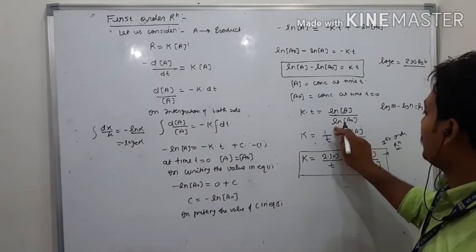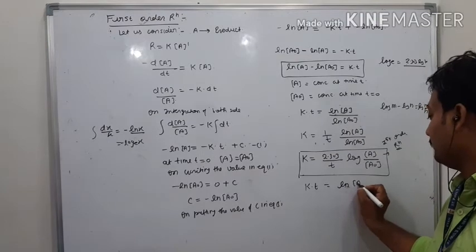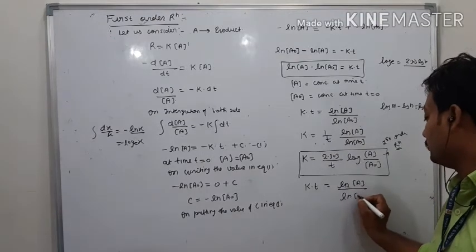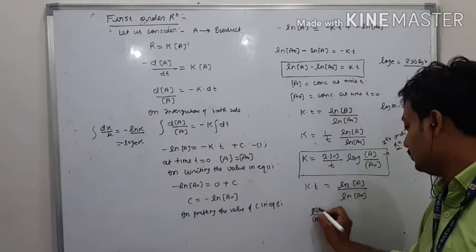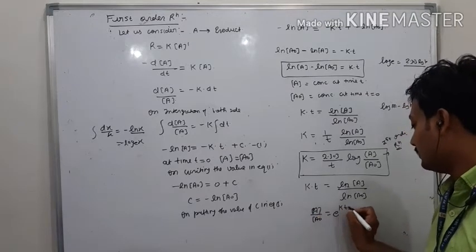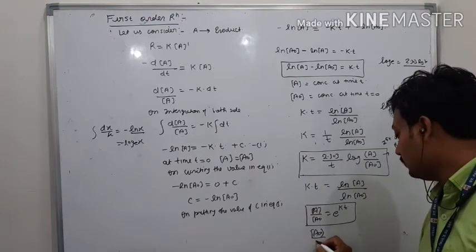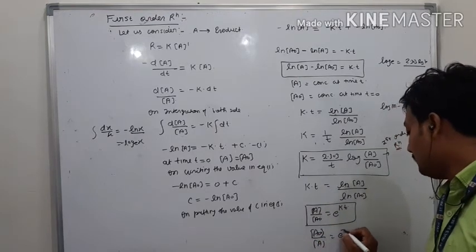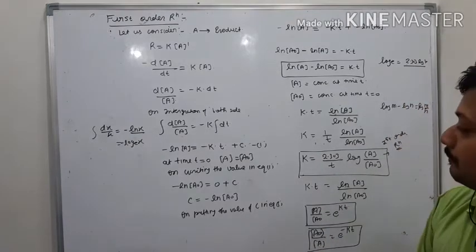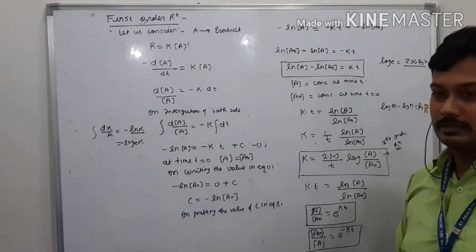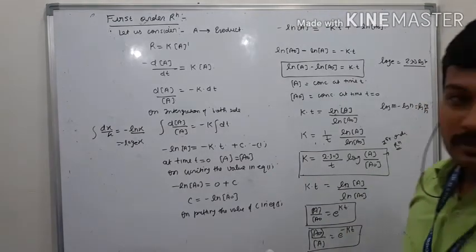We can also write from this equation, as we know, k into t is equal to ln A naught upon A. So we can also write that A naught upon A is equal to e to the power kt, or A upon A naught is equal to e to the power minus kt. So this is the derivation for the first order reaction. I think all of you understand. I am again going to describe it.